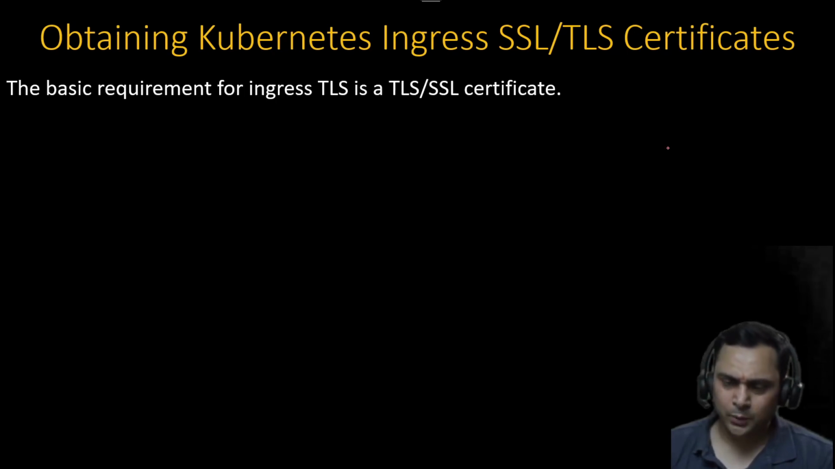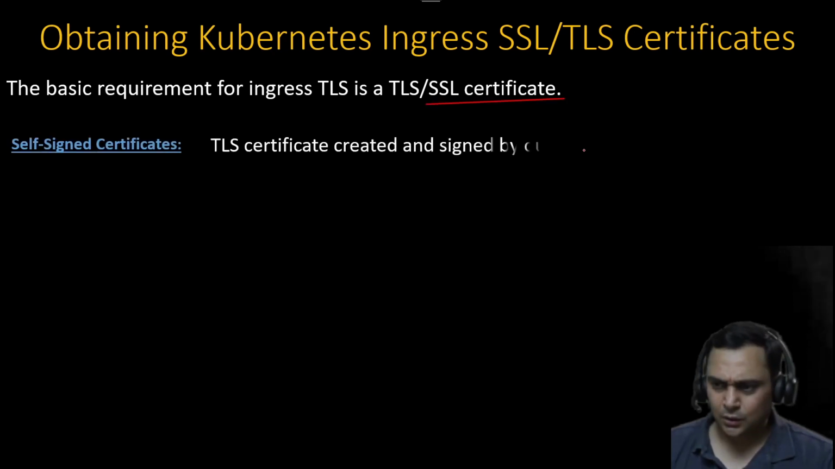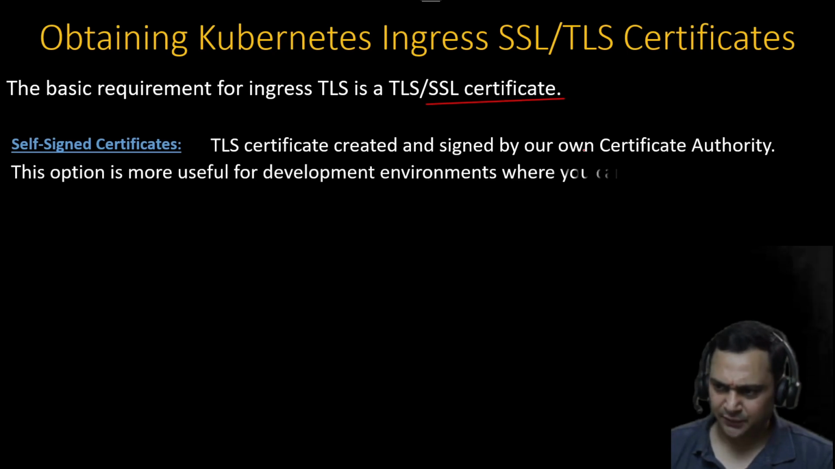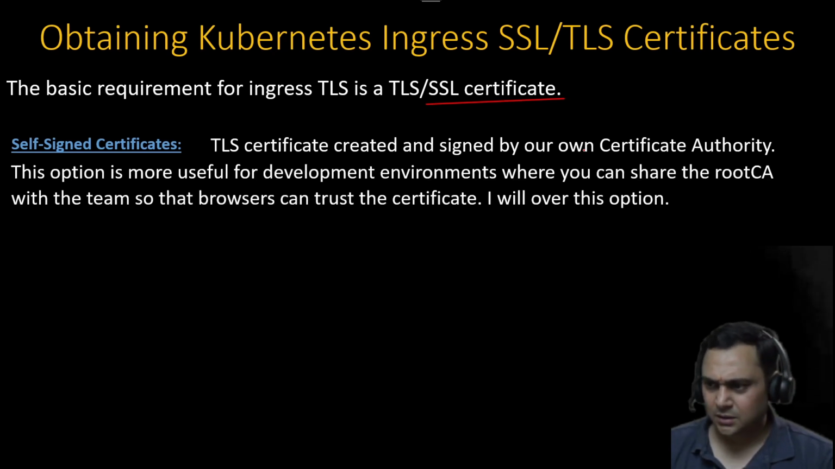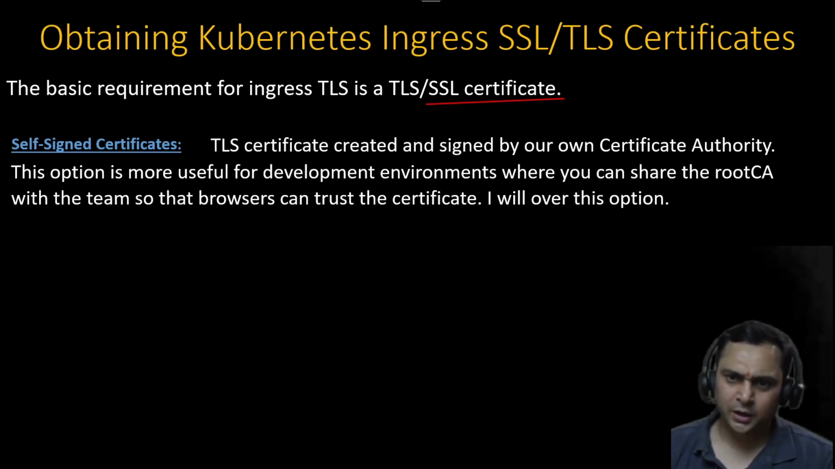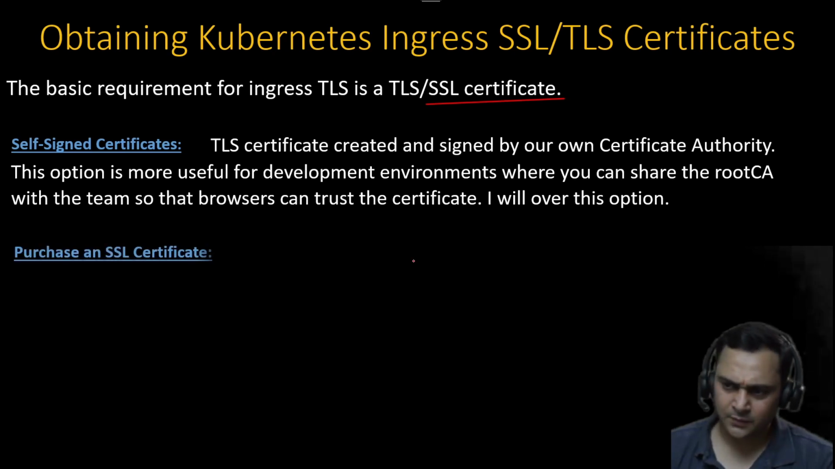The basic requirement for Ingress TLS is a TLS or SSL certificate. One option is a self-signed certificate. The TLS certificates are created and signed by your own certificate authority. This option is more useful for development environments where you can share the root CA with the team so that the browser can trust the certificate. I will cover this option.